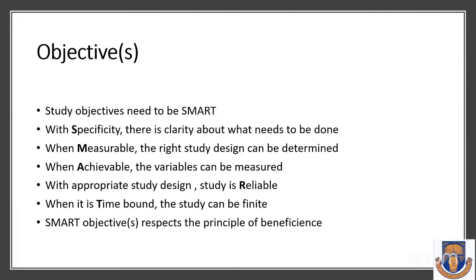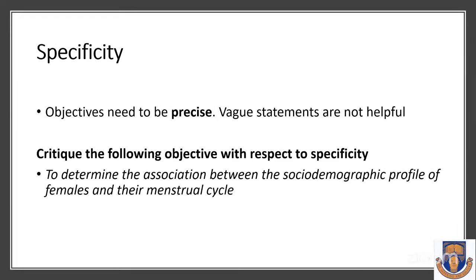Specificity means there's clarity about what needs to be done. Measurable means the right study design has been determined. Achievable means that you're doing something that is truly measurable, especially within the time frame that you want to do it. And then reliability means you design the study in a way that is reliable. So what does each of these mean when we look at it?